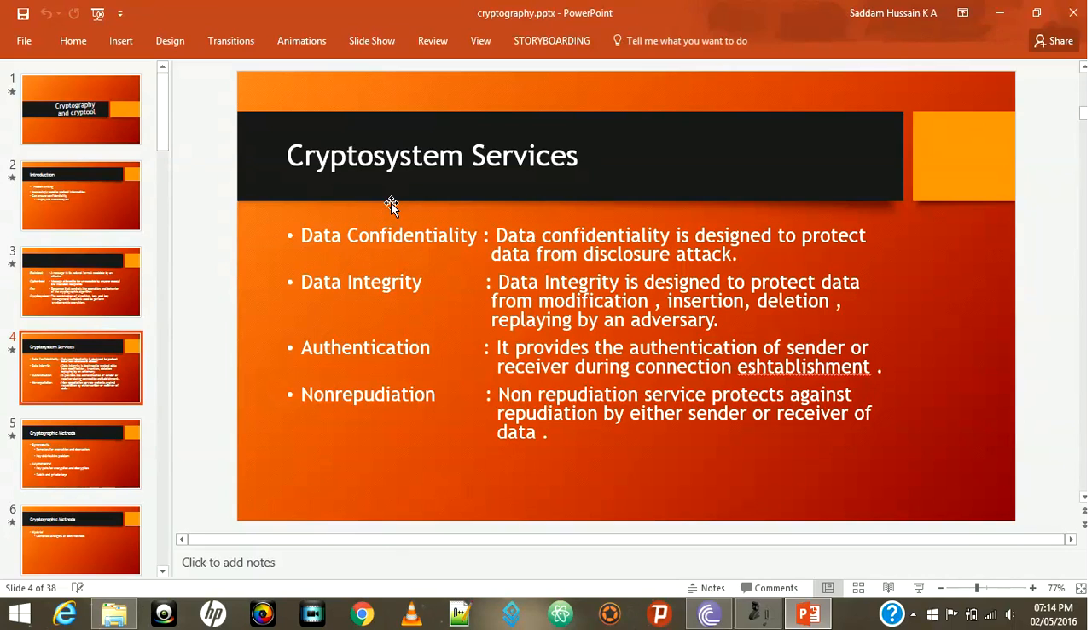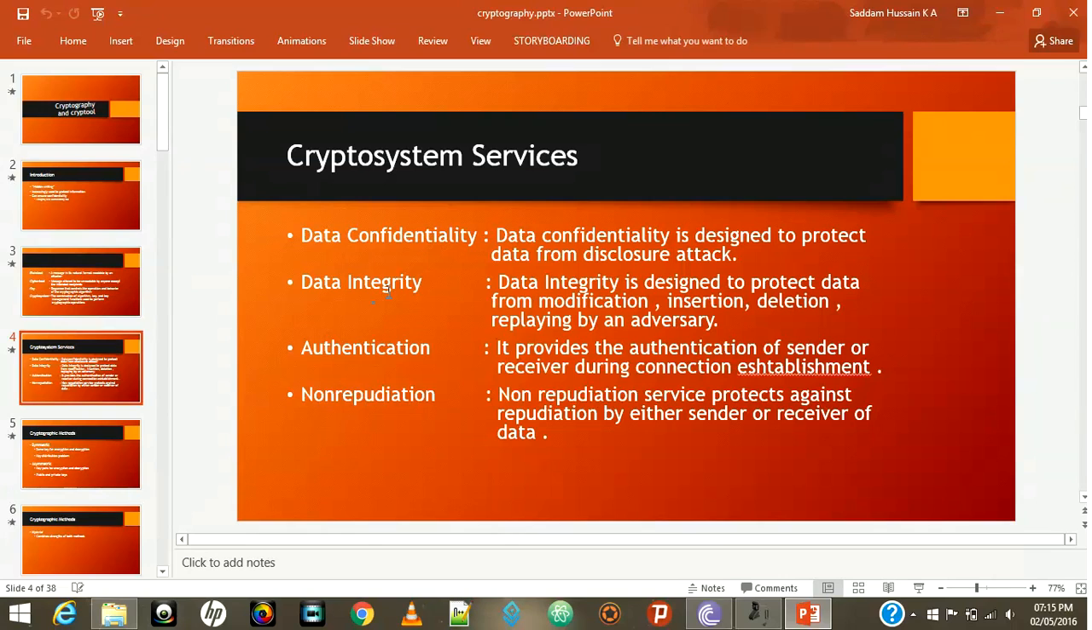Then we have crypto system services. What are crypto system services? We have data confidentiality, data integrity, authentication and non-repudiation. What is data confidentiality? Data confidentiality is designed to protect the data from disclosure attack. That is, using the crypto system the data can be protected, so no one can access the data without permission.